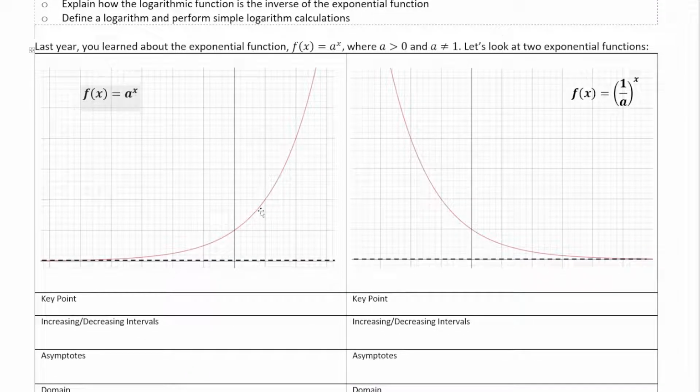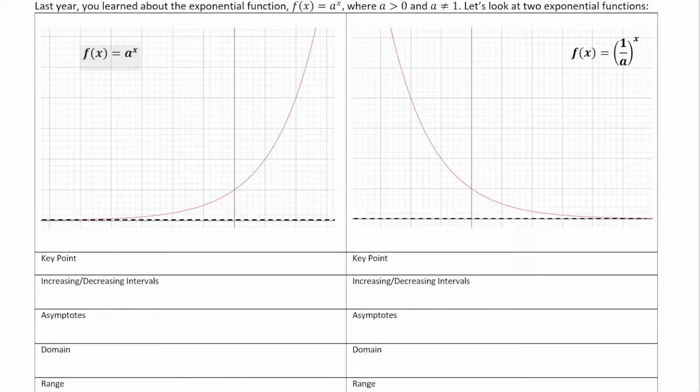So if we're looking at this graph right here, we have a number of key features. Well, the first key feature is this key point right here, which is your y-intercept. And so your y-intercept there was (0, 1). And the reason for that is because any base raised to the power of 0 is going to be equal to 1. So that point is always going to be on an exponential function graph, provided that there is no transformations.